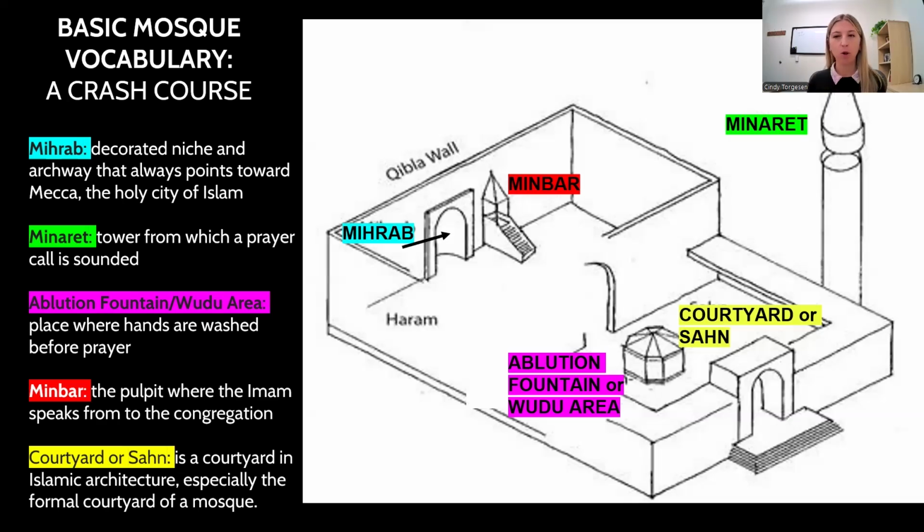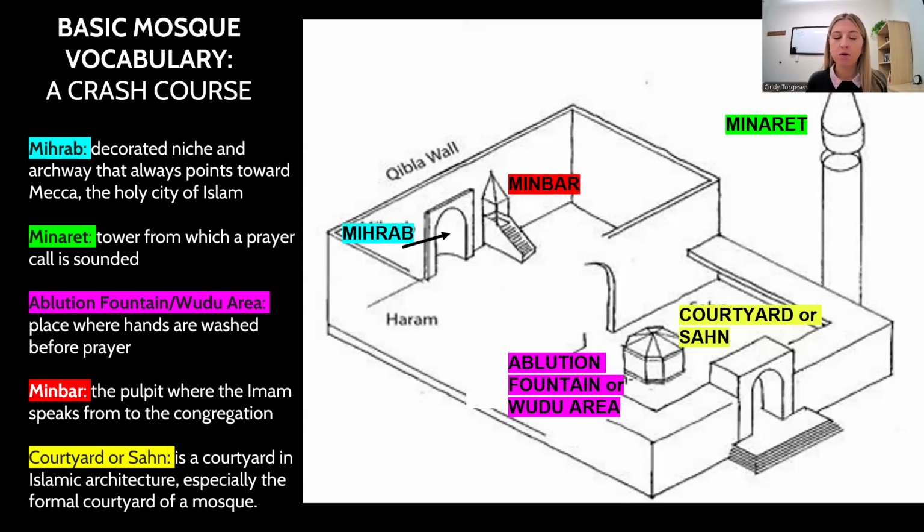These are essentially pulpits. This is where a person, known as an imam, can go up and give speeches, give pontifications about religion. And imams are basically religious leaders that offer guidance and speak to congregants essentially.